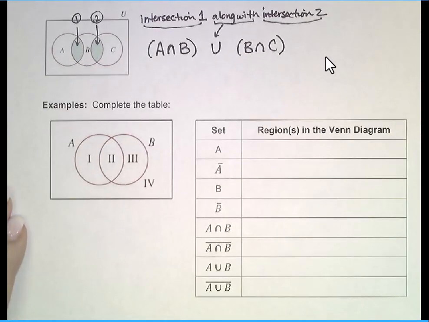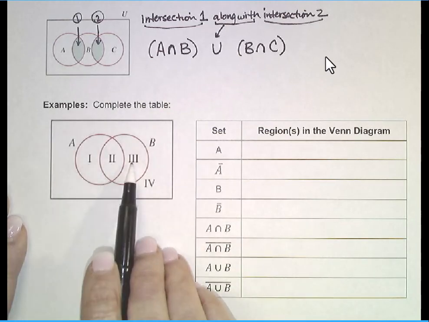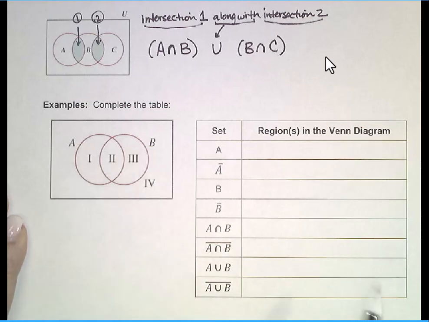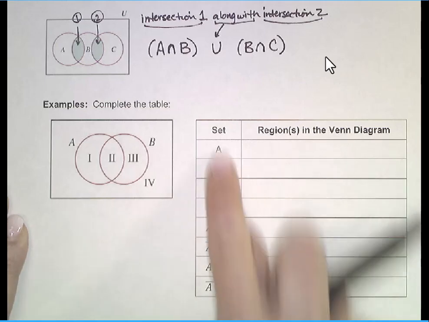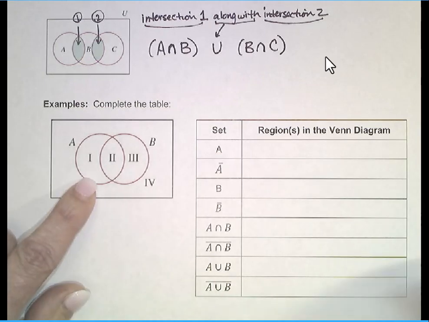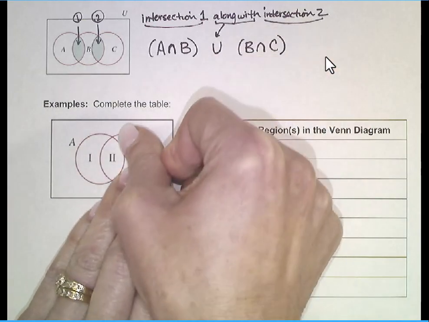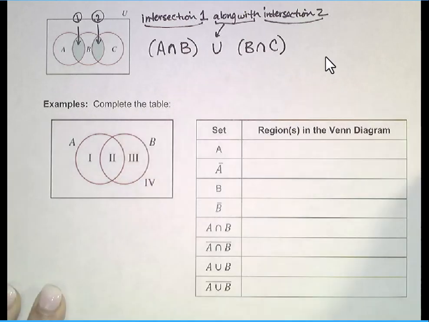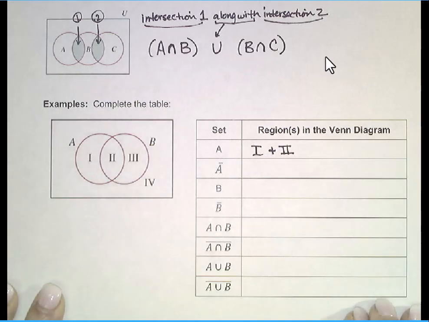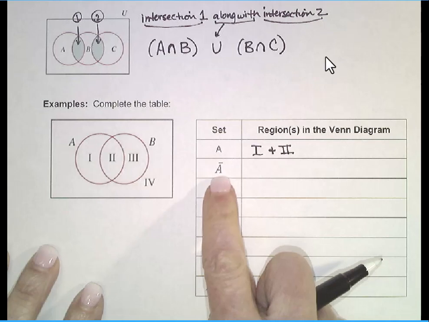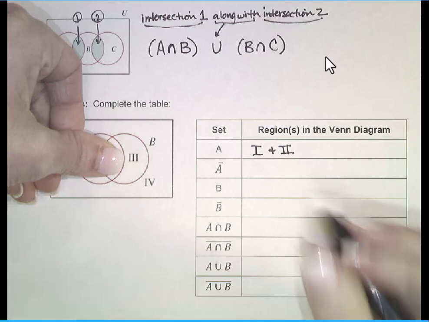And then this one, we've got the Venn diagram split up into regions. So regions 1, 2, 3, and 4, those are Roman numerals. What we just want to do is answer over here with Roman numerals what regions are associated with each of these sets. So for set A, if I cover up with my fingers, the A circle only contains 1 and 2. So I'll say 1 and 2. Those are the regions in the Venn diagram. How about not A? Everything except A, well, that would be 3 and 4.